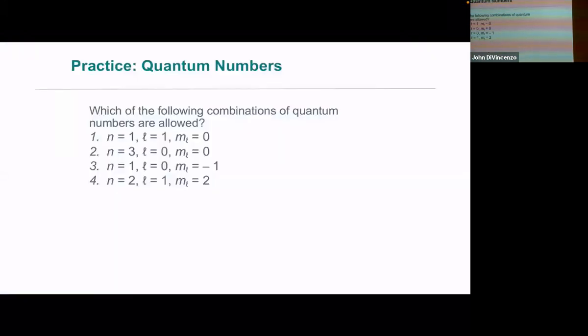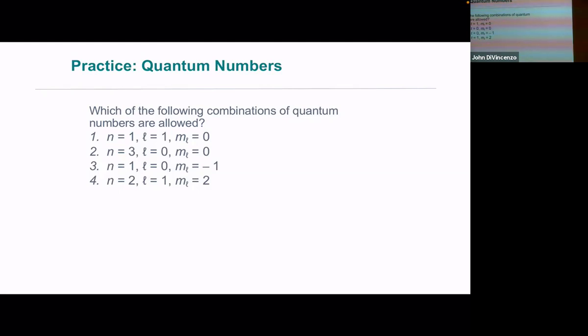So we can look at allowed quantum numbers. Which of the following combinations of quantum numbers are allowed? If you raise your hand to answer, I'm going to ask you why it isn't allowed. Either correct it or tell me what's wrong with it. In some cases, there might be more than one way to look at it.